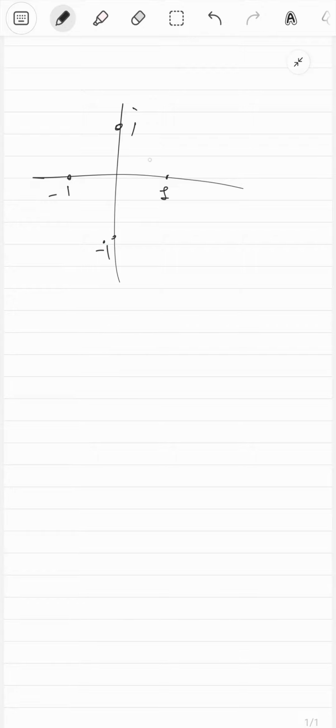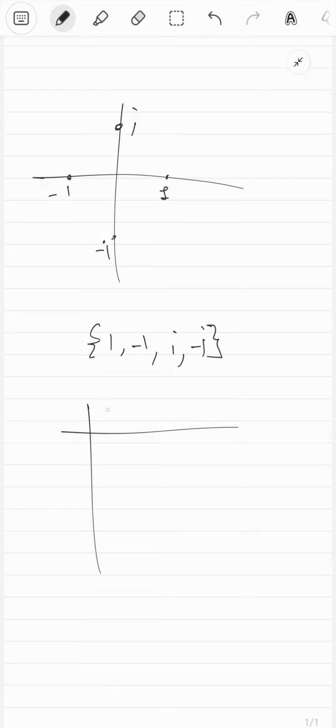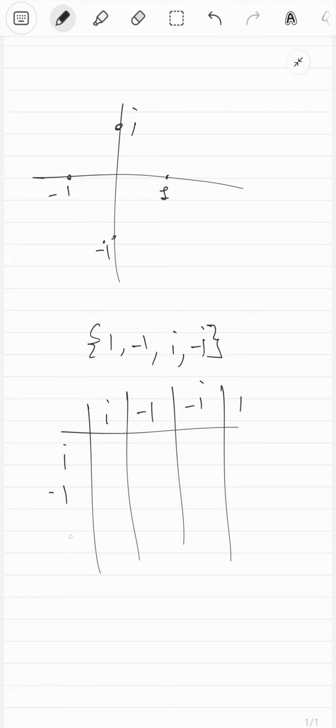And so what we can do is we can consider the multiplication between these elements. So I'm just going to make a set out of these elements: 1, minus 1, iota, minus iota. And just consider the multiplication between each of these elements. So I'm going to make a table for that. So it's a multiplication table. So I'm going to write it like this: iota, then minus 1, minus iota, and 1 over here as well: iota, minus 1, minus iota and 1. And then you can fill this up.